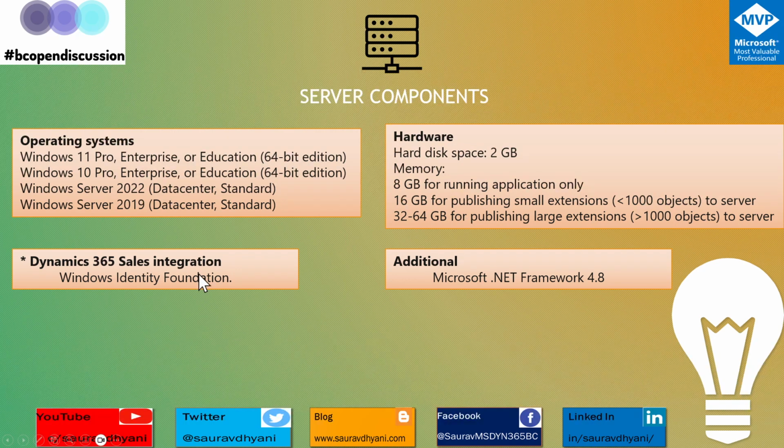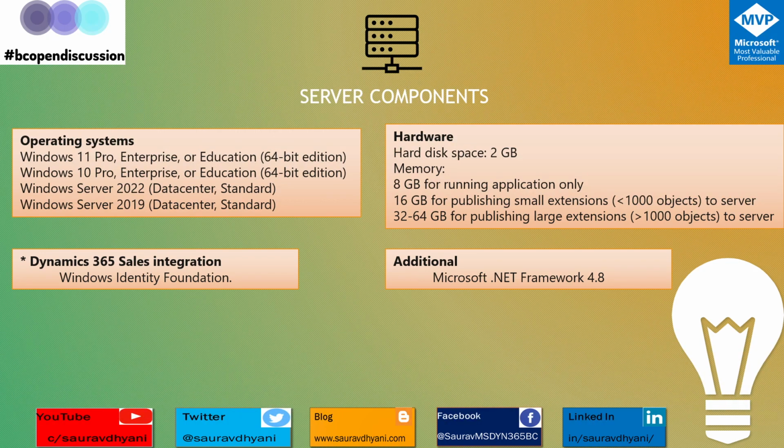And if you are into D365 Sales integration, then it'll require Windows Identity Foundation, which automatically gets installed during the installation component. Again, a reminder, these are minimum hardware requirements, which is 2 GB of hard disk space and 8, 16, or 32 GB to 64 GB of memory on the service tier.